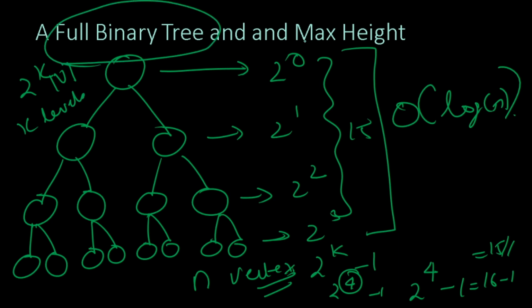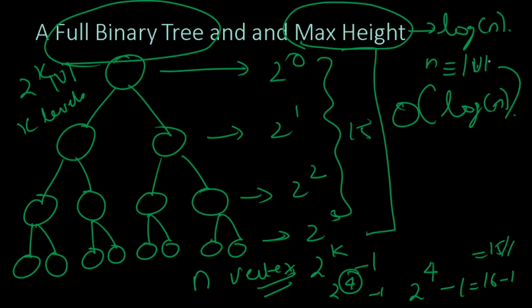So this is a very compact tree, and that's why the max height is of the order of log n, where n is the number of vertices.